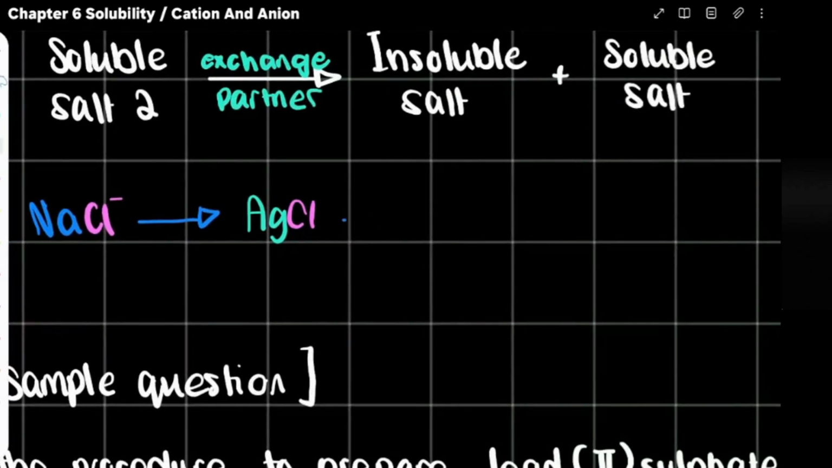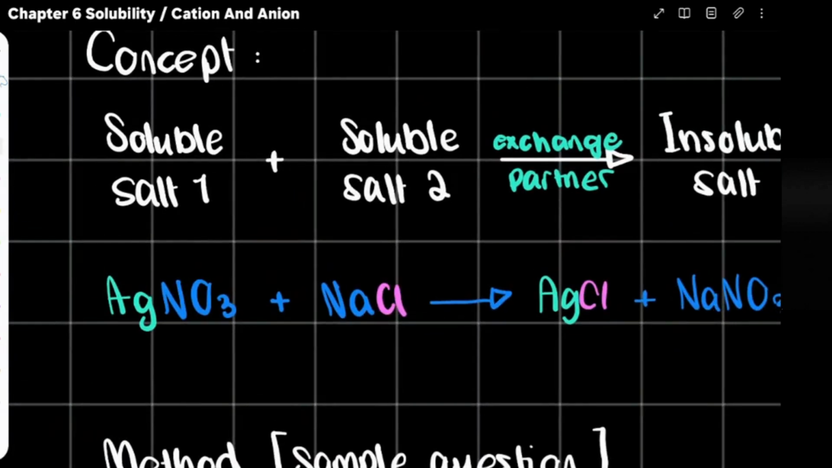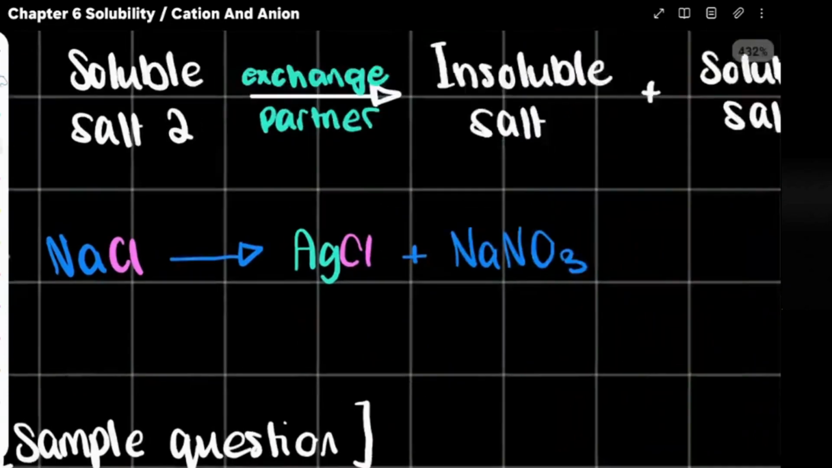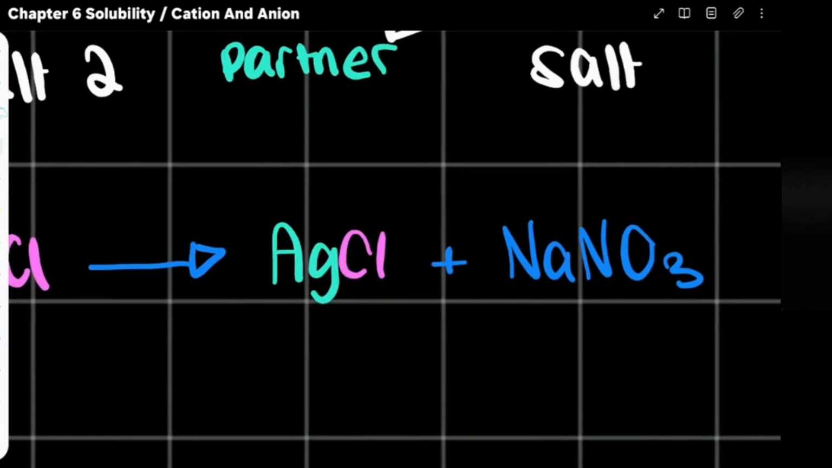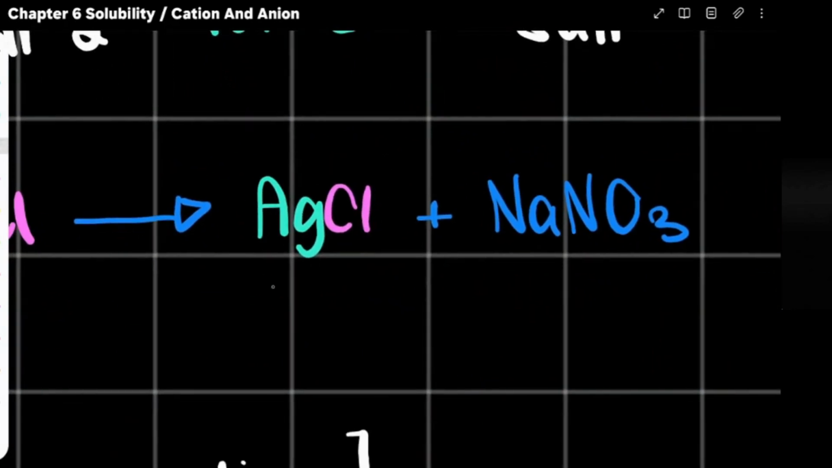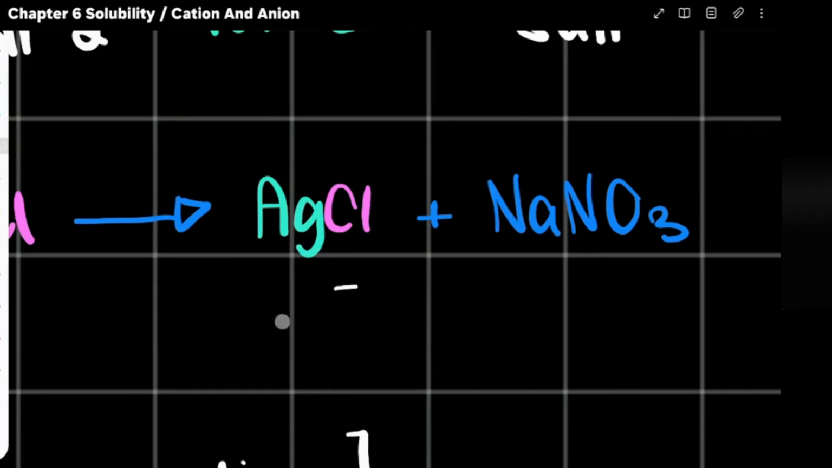It produces NaNO3. So this is the formula for precipitation. Precipitation is soluble plus soluble, producing insoluble and soluble. How do you know whether this is precipitation? You have to make sure that the partner you exchange produces an insoluble salt. For example, this one here is insoluble. You know why? Look at the back. The back is chloride. Chloride is involved with what? Copacmer, right? Don't forget copacmer. Copacmer has to be partnered with lead, silver, and mercury. Look here, that's silver. So this is insoluble.